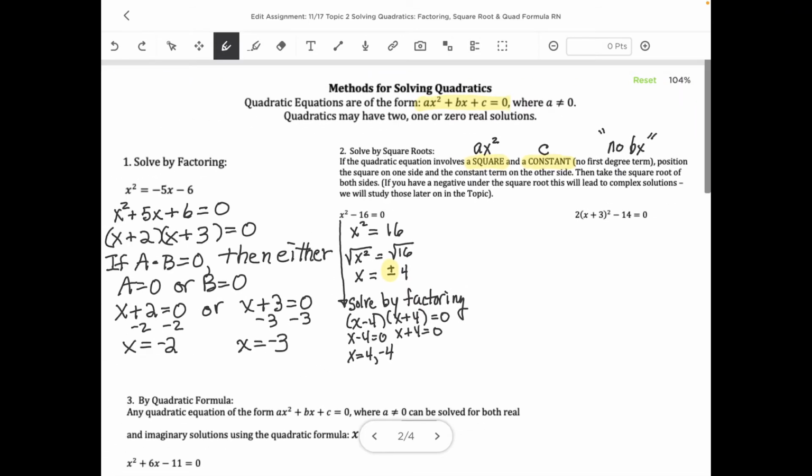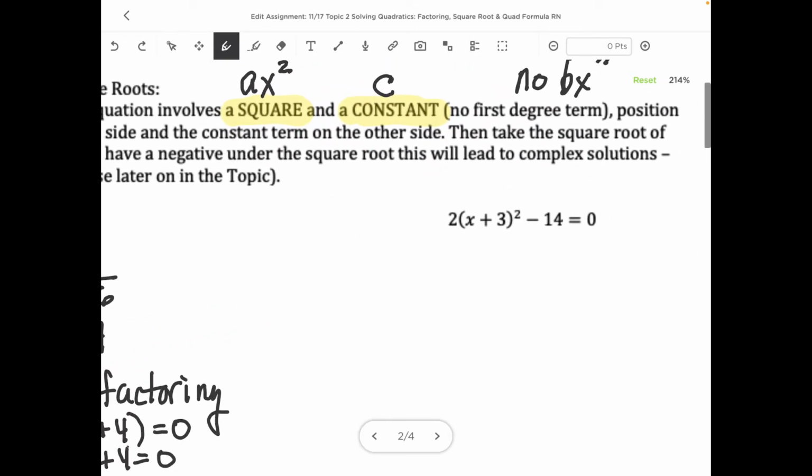Another type of solving by square rooting looks a little different over here. But again, it says to position the square term on one side with the constant on the other. What's different here is the square term is actually an expression squared. So I'm going to position the number term on the other side. I'll start by adding 14 to both sides. And then I will divide by 2. So I'm left with x plus 3 squared equals 7.